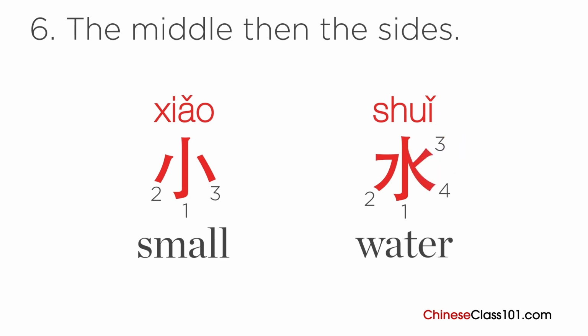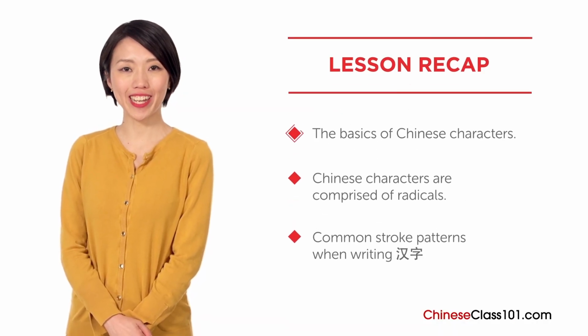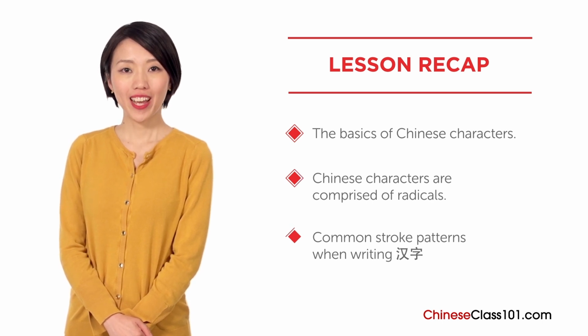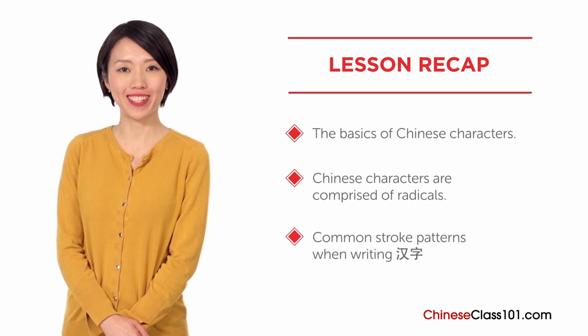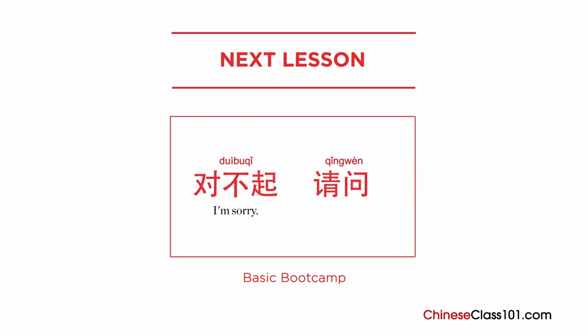Okay, let's wrap up this lesson by recapping what we've learned. In this lesson, we introduced you to the basics of Chinese characters. You also learned that Chinese characters are comprised of radicals. Finally, you learned some of the most common stroke patterns when writing Hanzi. In the next lesson, you'll be entering Chinese boot camp, where you'll learn useful beginner phrases to get you speaking Chinese right away. We'll see you in the next lesson.